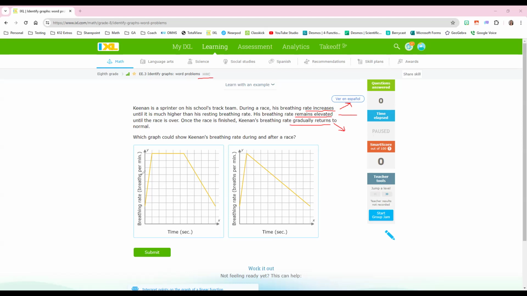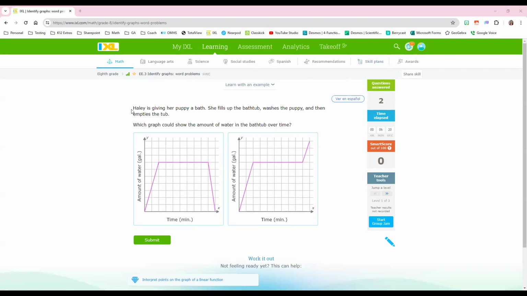So when I look at that, it looks like this first one here matches it because his breathing rate increases and then it stays elevated and then it slowly goes back to normal once the race is over. The second one here doesn't have that middle piece. It's missing that part of it remaining elevated, of it having a constant, a flat line there. So our first choice here, our first graph, is the one that matches our scenario.